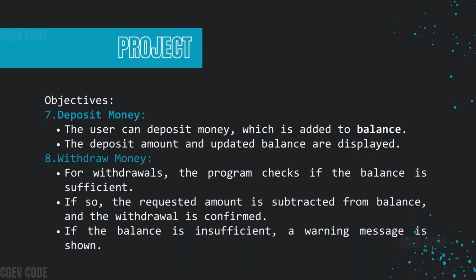For objective 7, we have deposit money. The user can deposit money, which is added to the balance. The deposit amount and the updated balance are displayed. Objective 8, withdraw money. For withdrawals, the program checks if the balance is sufficient. If so, the requested amount is subtracted from balance, and the withdrawal is confirmed. If the balance is insufficient, a warning message is shown.